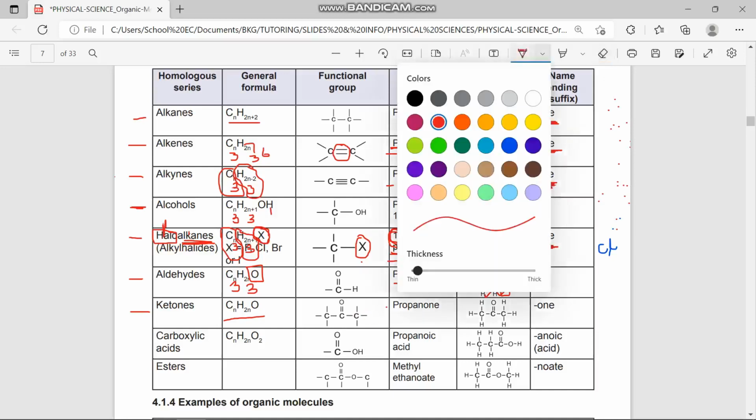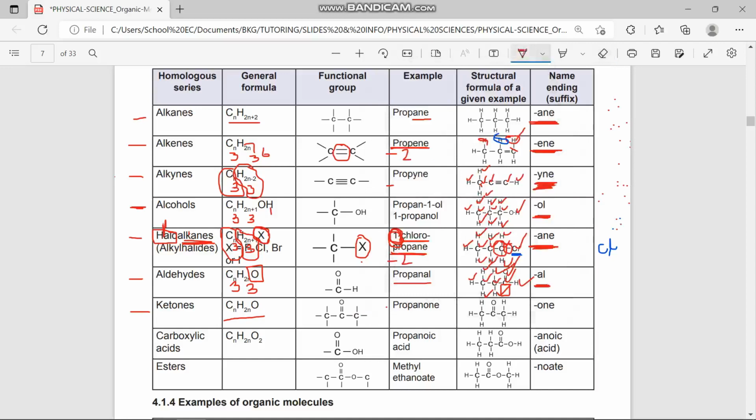Let me explain further. In ketones, the double bond of an O atom is in between. It is not on the outer lying C atoms; it's in between. That's how it goes in the ketone functional group. An example of a compound is propanone. You can see the structural formula. Propanone, prop means 3. It can be butanone too, but I can't talk about more examples.